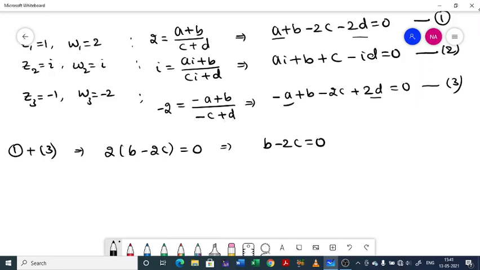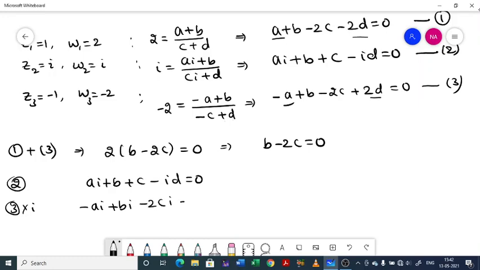Similarly, equation 2, that is what equation 2, will write it. A I plus B plus C minus I D equal to 0, and equation 3 into I. So multiplying I to this, minus A I plus B I minus 2 C I plus 2 D I equal to 0.